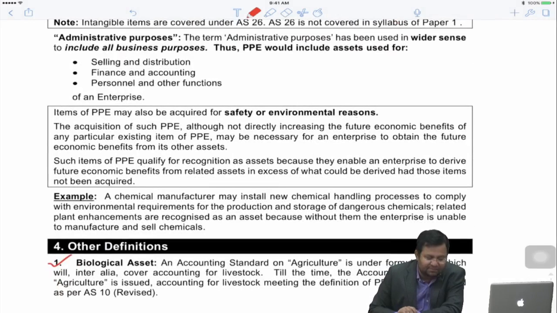The acquisition of such plant, property, equipment, although not directly increasing the future economic benefit of an existing item of PPE, may be necessary for an enterprise to obtain the future economic benefit from the other assets. Such items qualify for recognition as a PPE because they enable the enterprise to derive the future economic benefits.